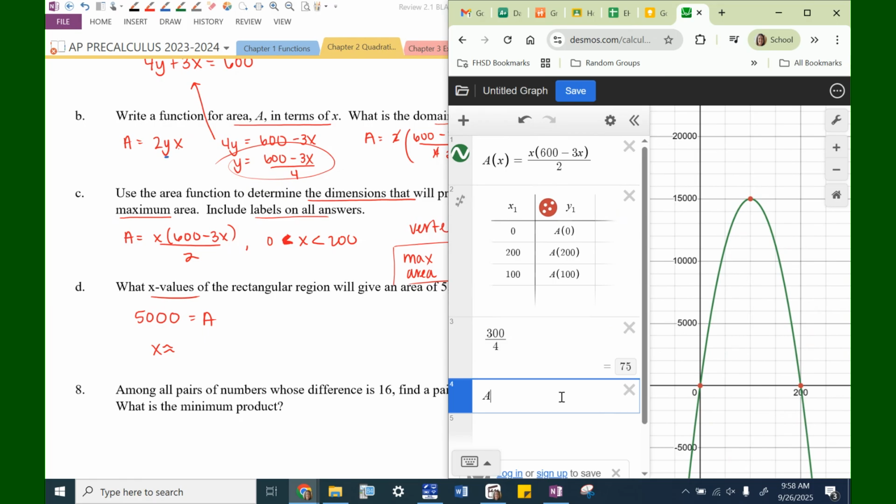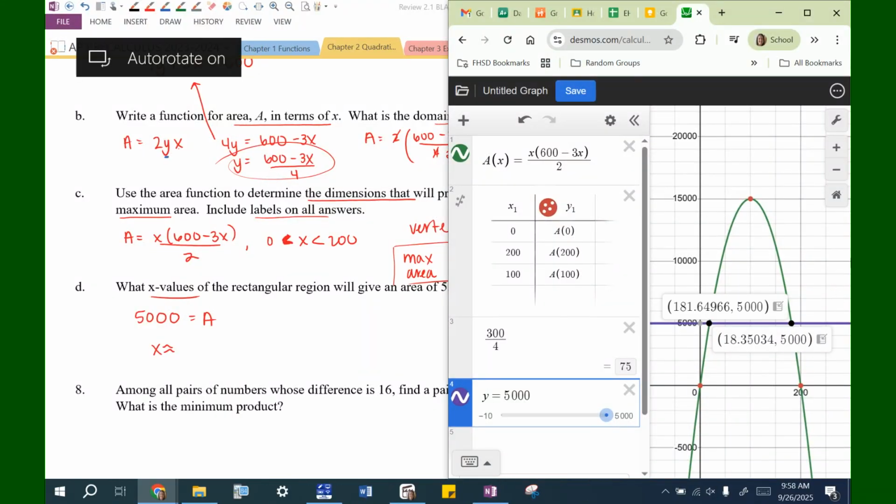So I don't know if I can write a equals 5,000. No, I don't think so. I would just do y. Anytime I'm solving, I do y equals, and I have the two answers right there on my graph.